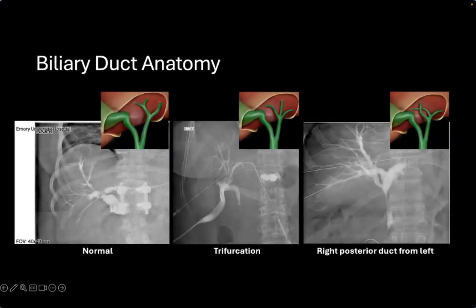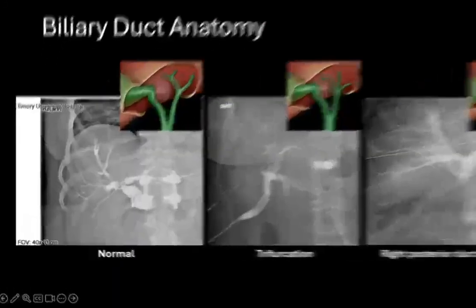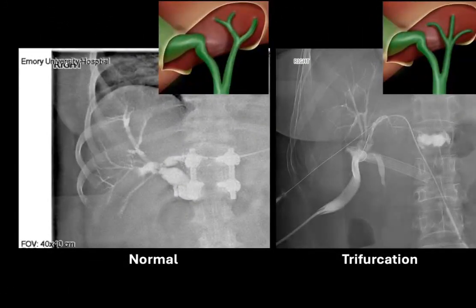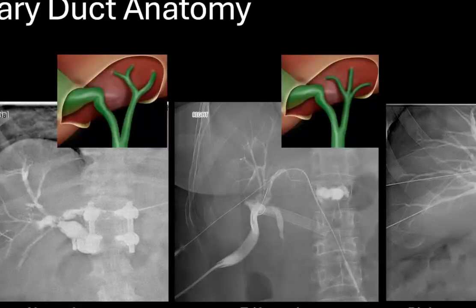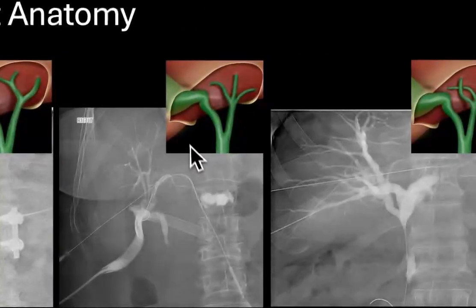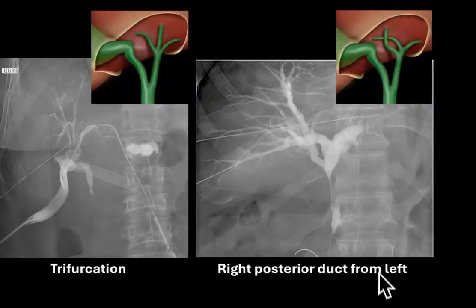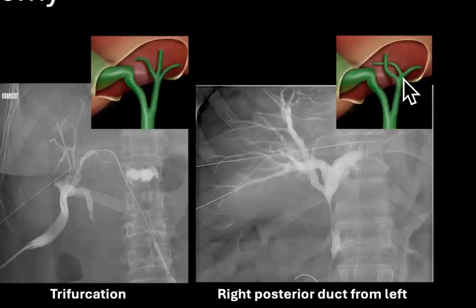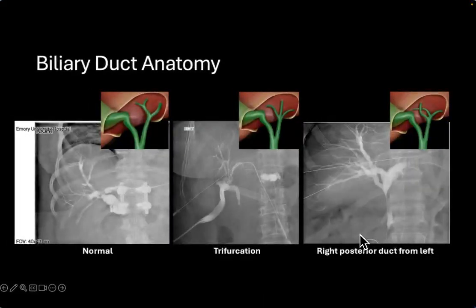Here's some of the biliary ductal anatomy. We have our normal anatomy here, where you can see our right common hepatic and our left common hepatic come into a common hepatic duct, and then our CBD. In a trifurcation, you're basically going to have everything come together, the right anterior, right posterior, and the left side, to a common orifice. And this is our right posterior duct arising from the left, which again we just saw in that last case.